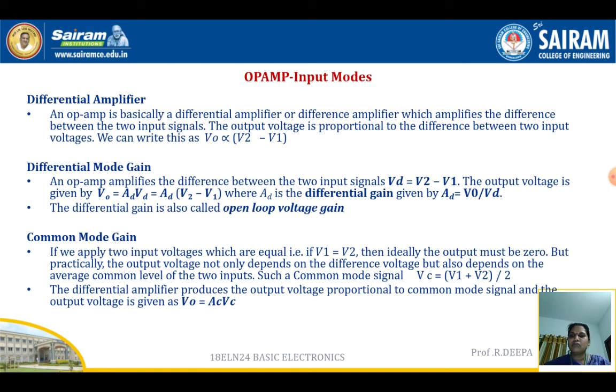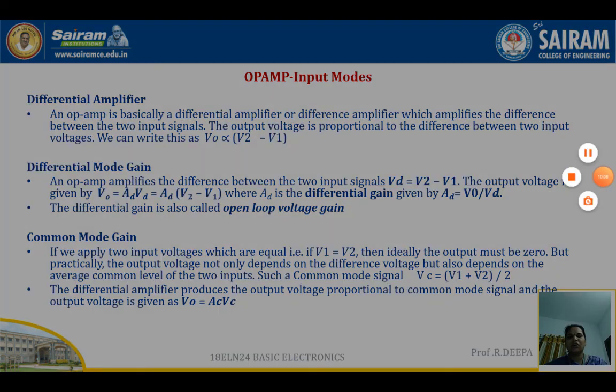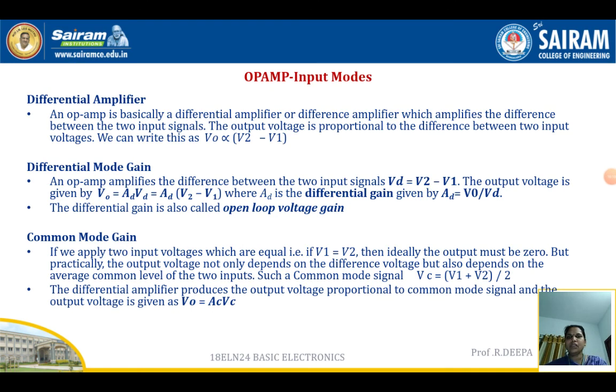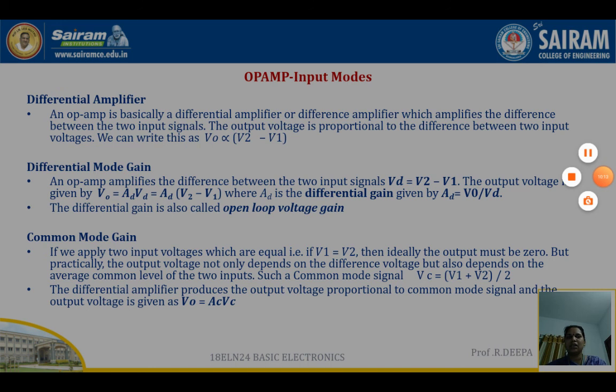The common mode gain is represented as Ac. And the output voltage is given as V0 is equal to the common mode gain Ac multiplied by Vc. Vc is nothing but the average of the two input signals fed at the inverting and non-inverting terminals of the op-amp. So these are the two operating modes of the operational amplifier, that is the differential mode and the common mode.